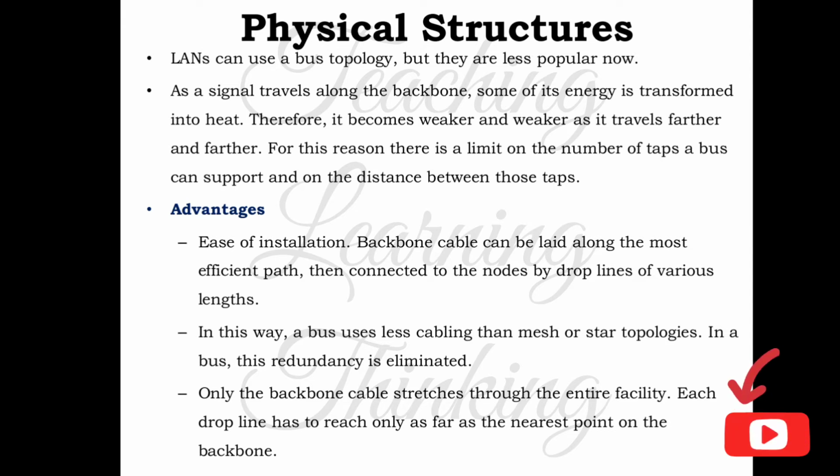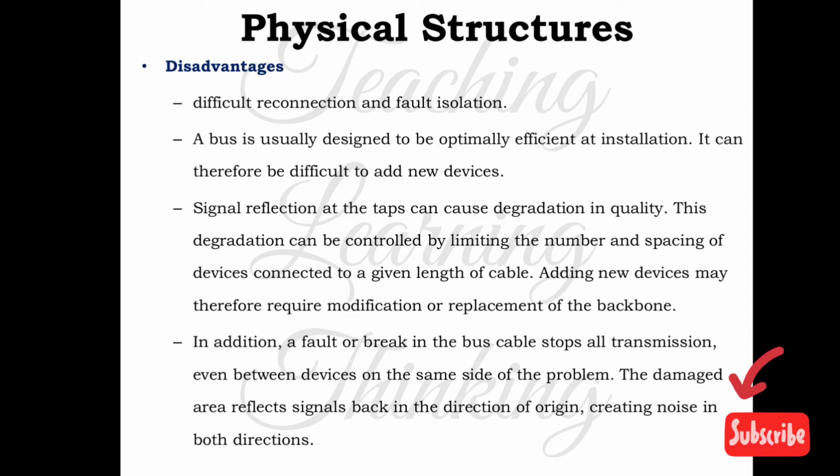Ease of installation. Backbone cable can be laid along the most efficient path, then connected to the nodes by drop lines of various length. So first one is ease of installation. In this way, a bus uses less cabling than mesh and star topology. So we can say that the bus topology uses less cabling compared to mesh topology and star topology. In a bus, the redundancy is eliminated. So only the backbone cable stretches through the entire facility. Each drop line has to reach only as far as the nearest point on the backbone. So that's the advantage of bus topology.